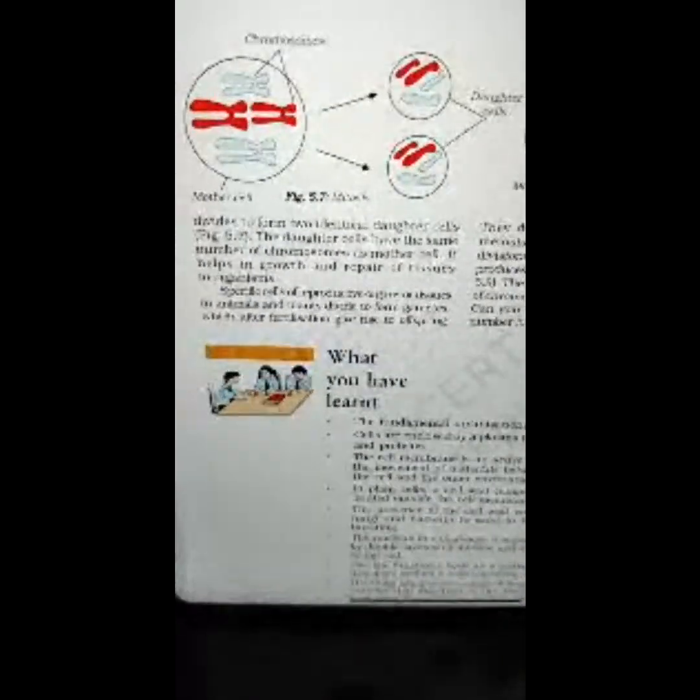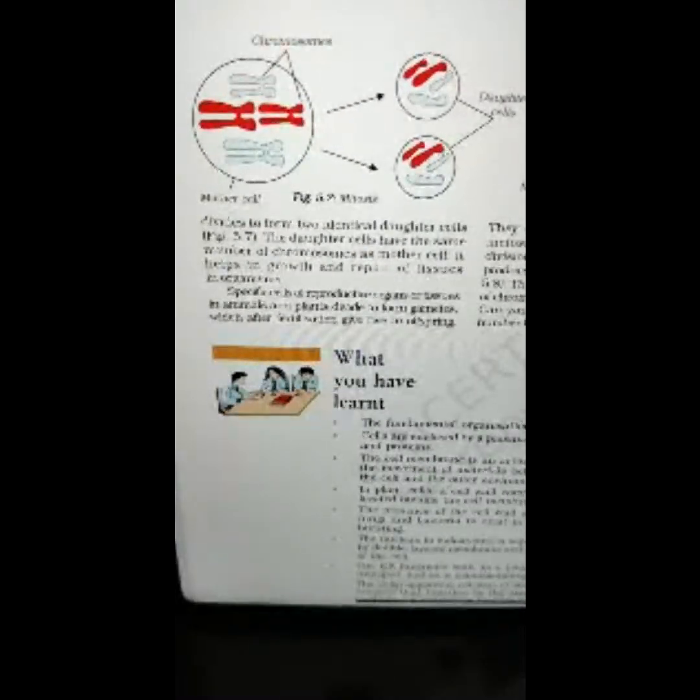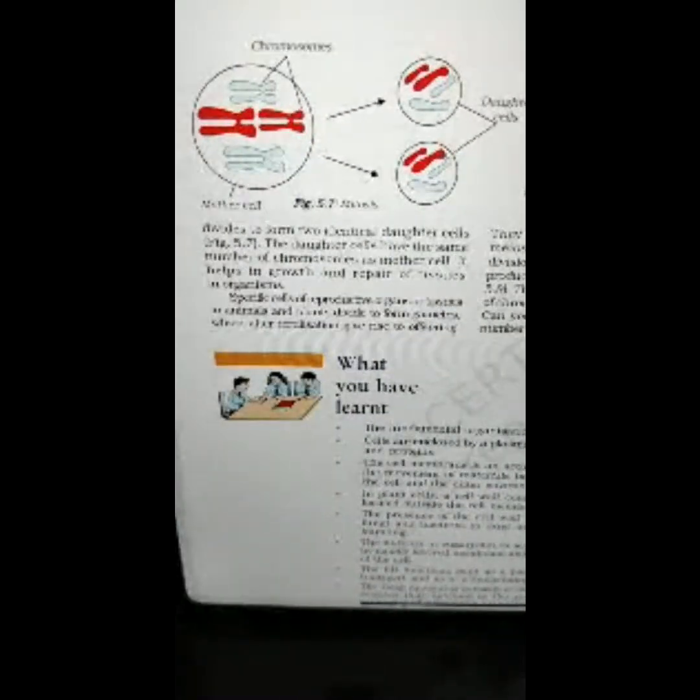Let's come on to the cell division now. New cells are formed in organisms in order to grow, to replace old, dead, and injured cells, and to form gametes required for reproduction. The process by which new cells are made is called cell division. There are two main types of cell division, mitosis and meiosis. The process of cell division by which most of the cells divide for growth is called mitosis. In this process, each cell, called the mother cell, divides to form two identical daughter cells. The daughter cells have the same number of chromosomes as that of the mother cell. It helps in growth and repair of the tissues in organisms.